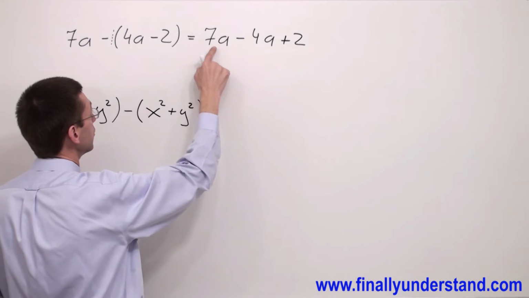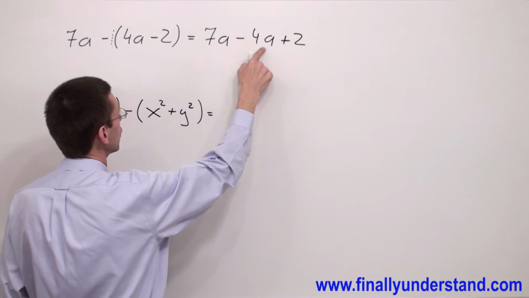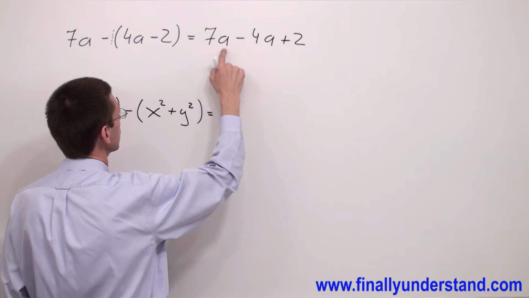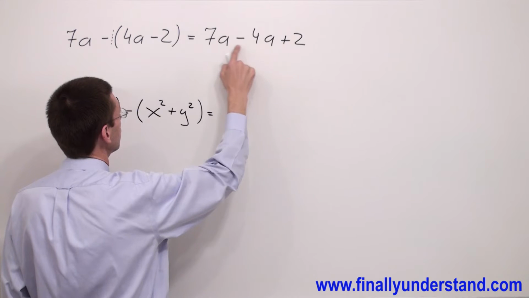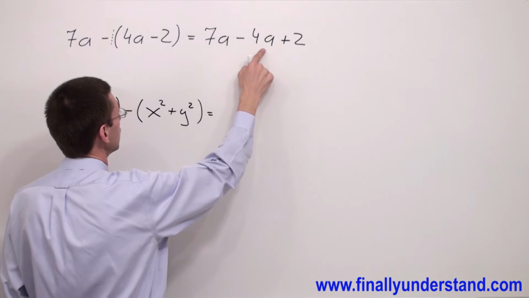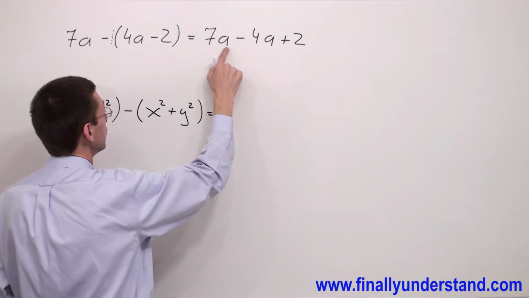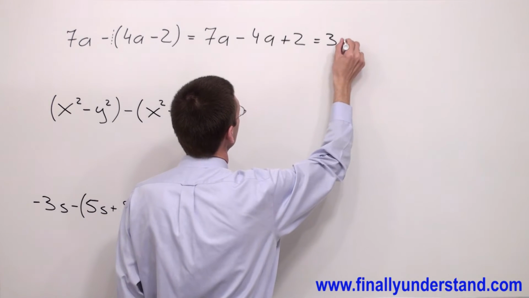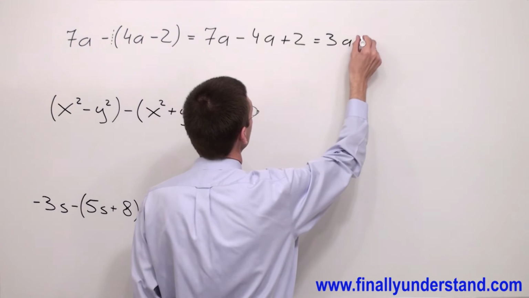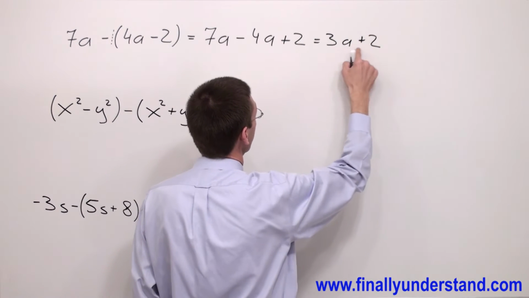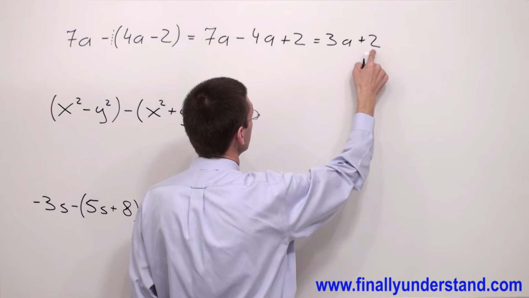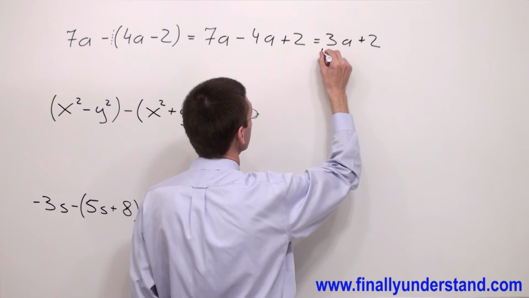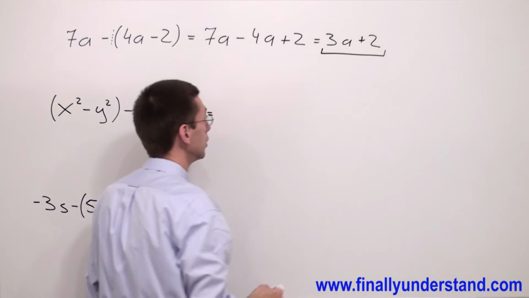Now I have 7a and I have 4a. They are like terms because they have the same literal factor. In other words, they have the same variable. 7a minus 4a is 3a and plus 2. I cannot combine them together because 2 doesn't have a. That's why this is the solution to my problem.